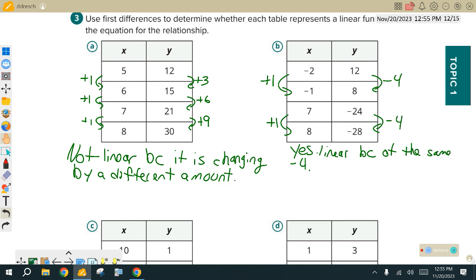Let's go down to letter C, and let's do the same thing now. Now, letter C, I want you to do that same thing here. Look at letter C. Go look at those X's. First thing on those X's, are you going from one to the next by the same amount? And then go look at the Y's. Are you changing from one Y to the next by the same amount?